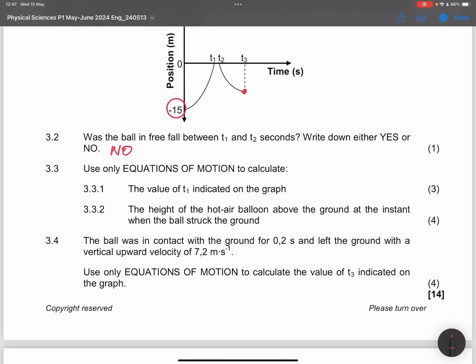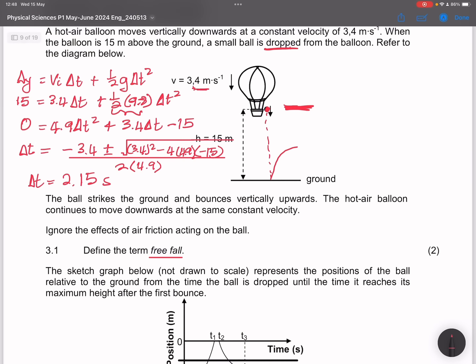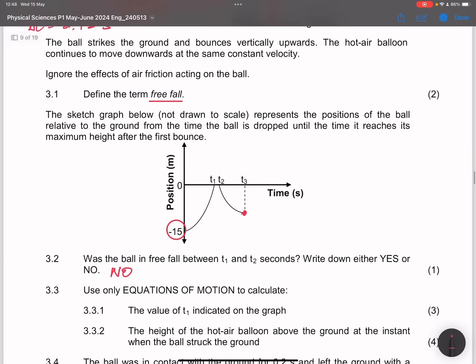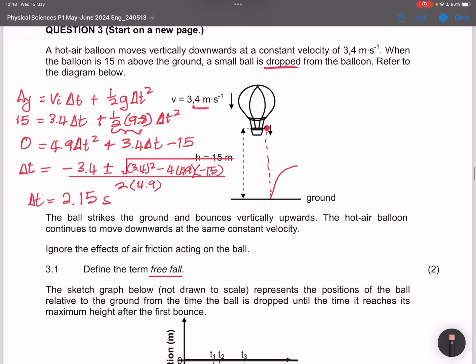So they say, calculate the height of the hot air balloon above the ground at the instant the ball struck the ground. Now remember that the balloon is moving at a constant speed of 3.4, right? So which means its acceleration is 0. So in this case, right, how long did it take? It took 2.14. Let's find out how far the balloon would have been from the ground.